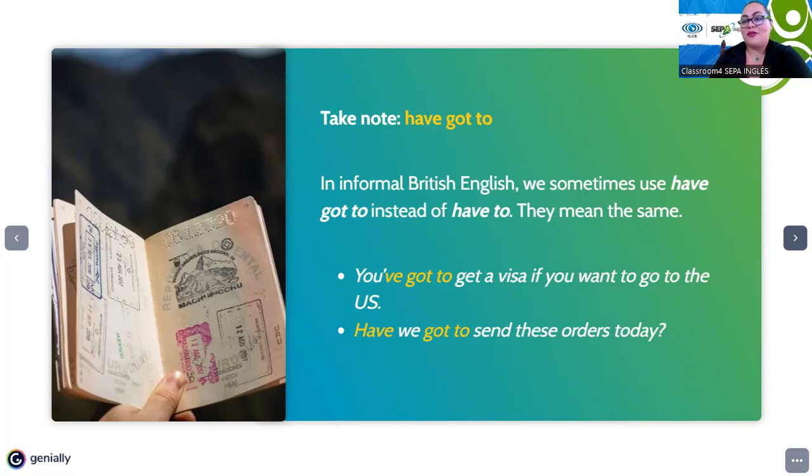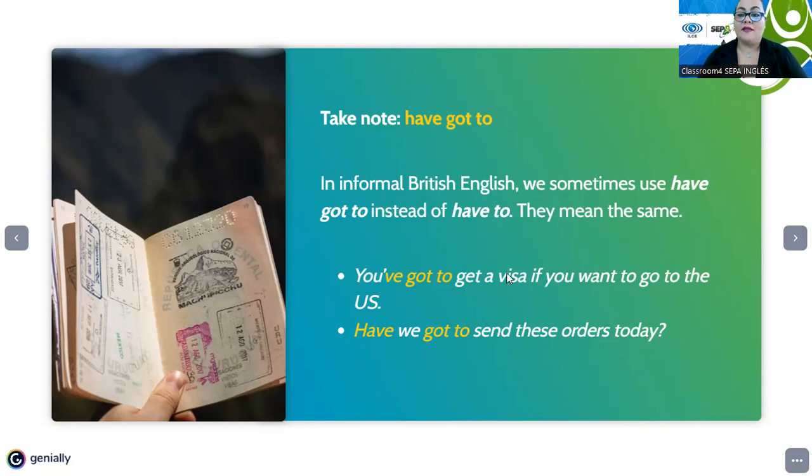Well, what is the variation here? When I'm talking about American English, I say have to. But when I'm talking about British English, I'm going to use the particle got before to. If you say have got to, it's British English. If you say have to, it's American English, okay? In informal British English, we sometimes use have got to instead of have to. They mean the same. You've got to get a visa if you want to go to the US. And have we got to send these orders today?